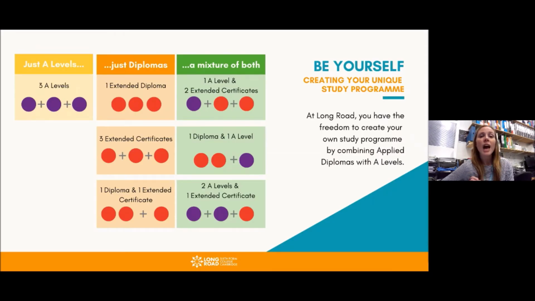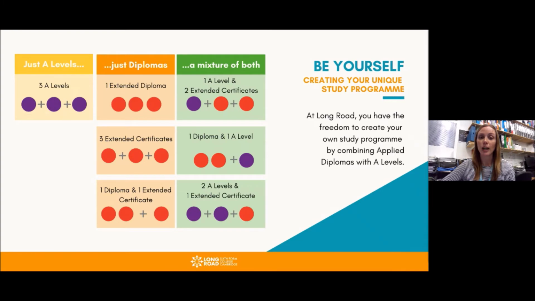So at Long Road, one of the wonderful things that we do is enable you to mix and match the different courses that you might like to do between A levels and applied courses. The musical theatre course is an applied course, so they're the red dots on that slide. You could decide to do it alongside maybe another 2 extended certificates to make a full programme, or alongside some A levels, or maybe alongside a bigger applied programme like a diploma, which is the equivalent to 2 A levels.